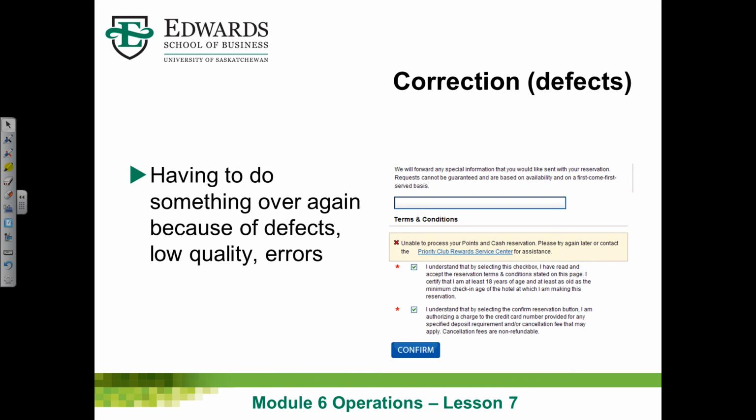The first one is correction. Correction basically means having to do something over again because of a defect, because of an error, because of maybe low quality in the product or service. It's having to do what's called rework because you didn't get it right the first time.